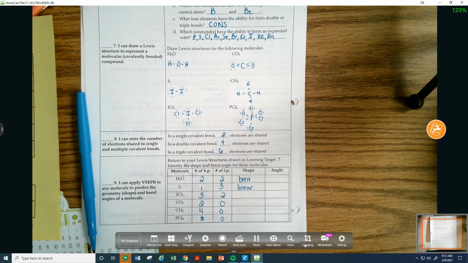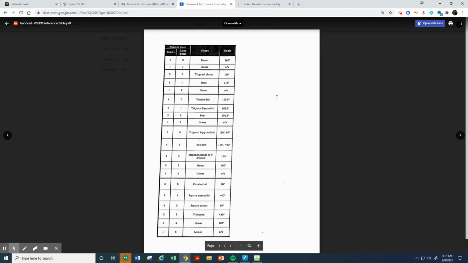Just like always, I did an excellent job hiding it from myself, so I believe I have it open. There we go. I will go back here in a second so you can see my sheet. So 3 and 2, it looks like that's T-shaped. Then 2 and 0, that's going to be linear with the 180. Then 4 and 0 is tetrahedral, and it looks like tetrahedral has 109.5 for the angle.